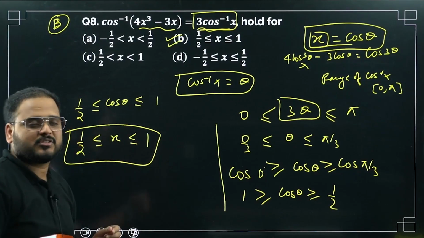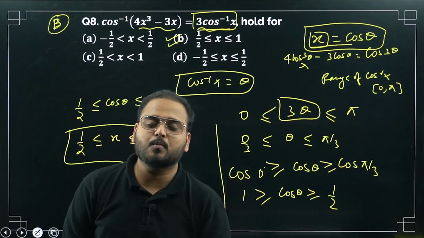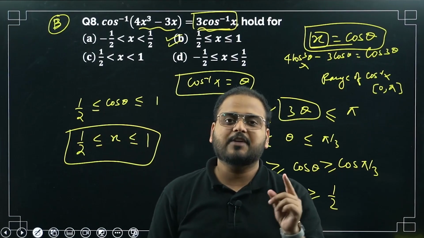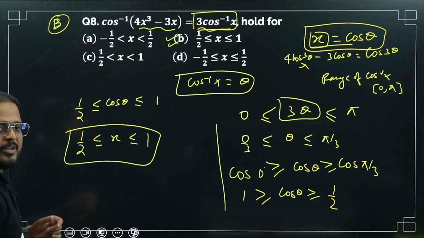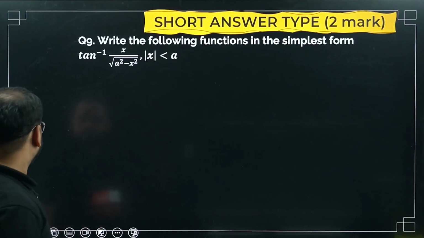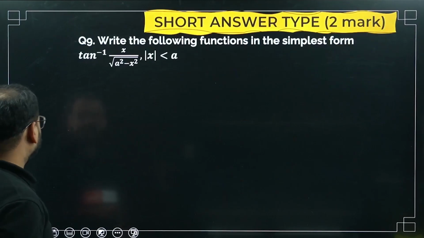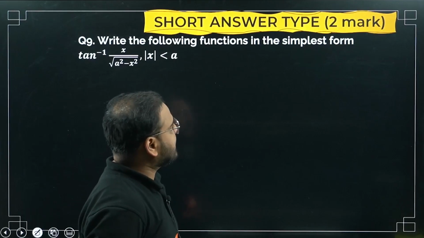Okay, a very good question. Even though this is a 1 marker, it can come for 2 marker, 3 marker, any category, and you will get full marks if you write your steps like this. Shall I move on to the next question? Question number 8 is done. Question number 9. Next category, short answer type question, 2 marker.